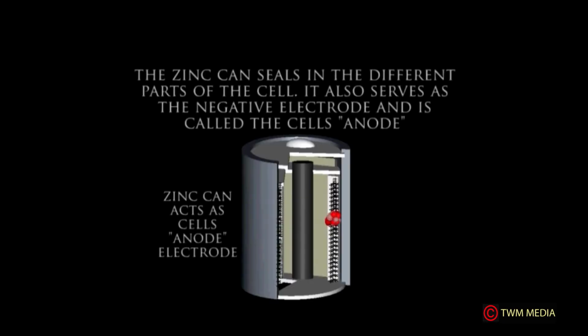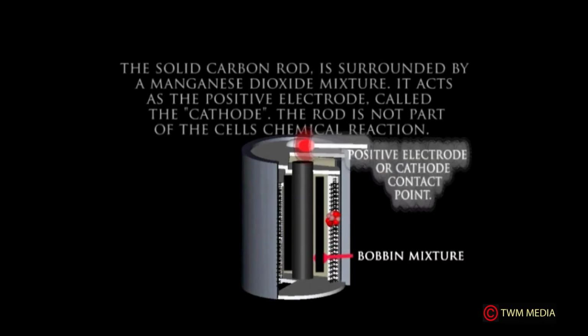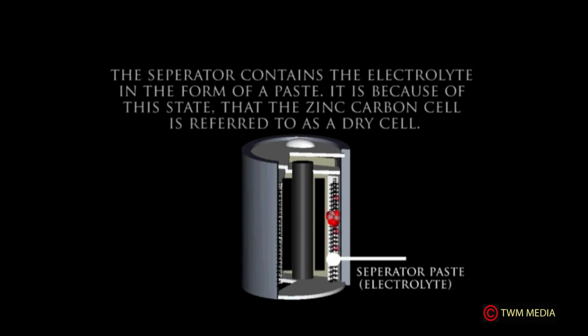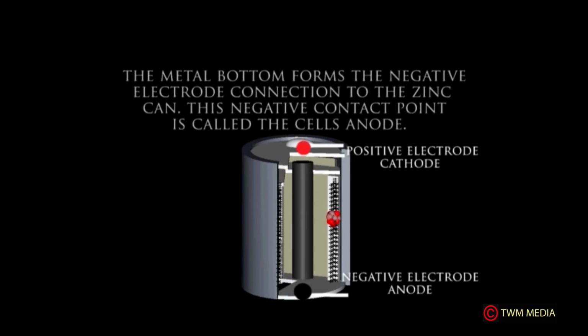The zinc can seals in the different parts of the cell. It also serves as the negative electrode and is called the cell's anode. The solid carbon rod is surrounded by a manganese dioxide mixture. It acts as the positive electrode, called the cathode. The rod is not part of the cell's chemical reaction. The separator contains the electrolyte in the form of a paste. It is because of this state that the zinc carbon cell is referred to as a dry cell. The metal bottom forms the negative electrode connection to the zinc can. This negative contact point is called the cell's anode.